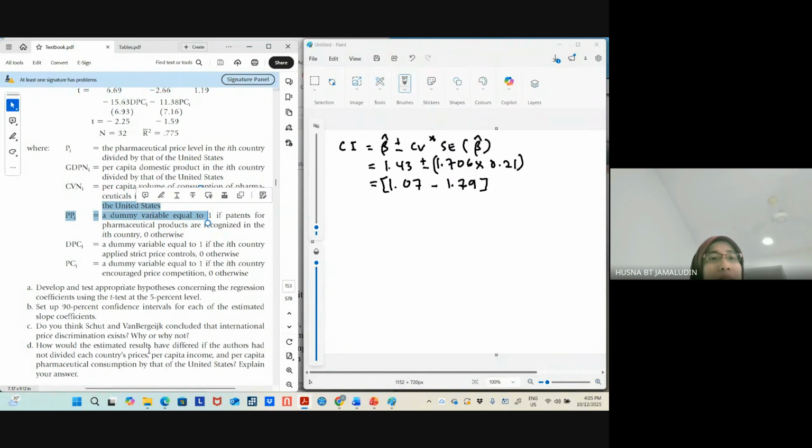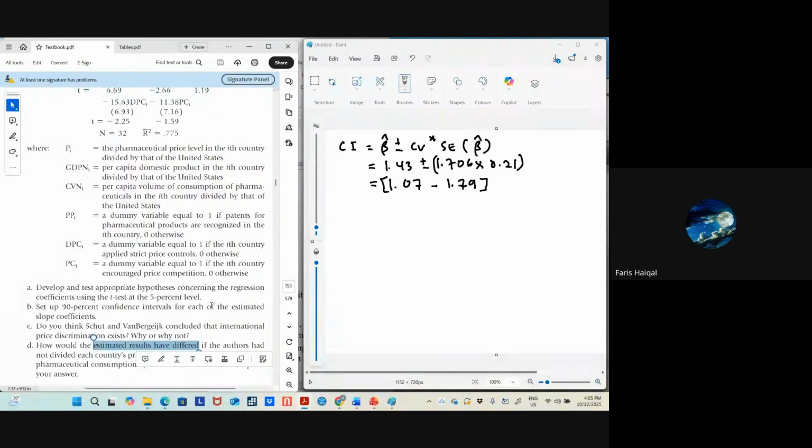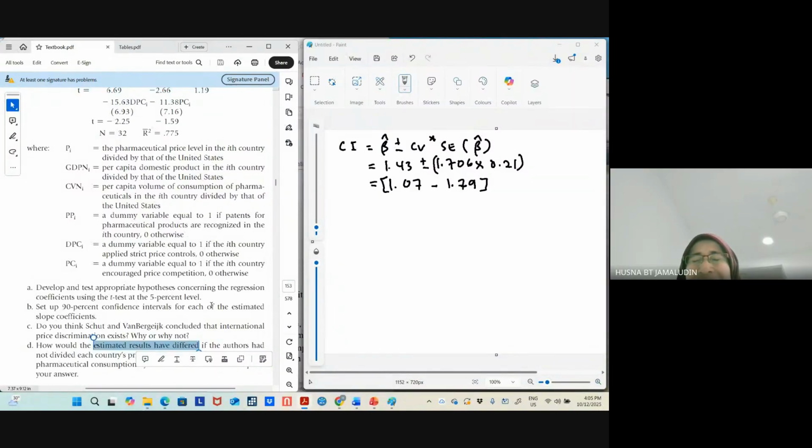Remember, when you want to find per capita, you have to divide by the population. US is like the population. When you don't divide by the population, do you think that the estimated result will be different? What will be your answer? Yes. Different or not different?